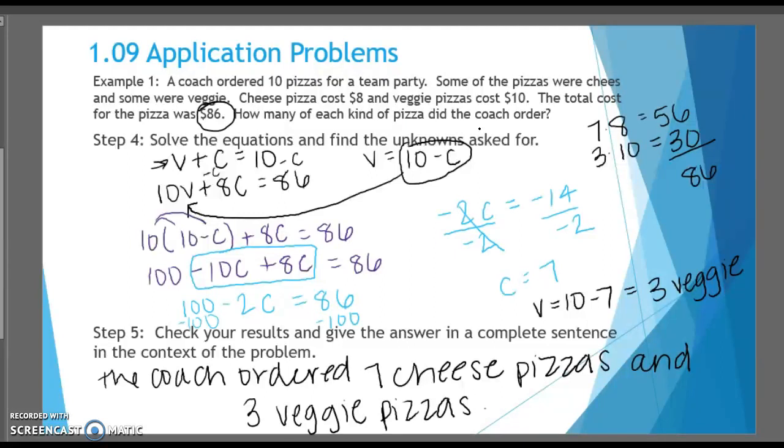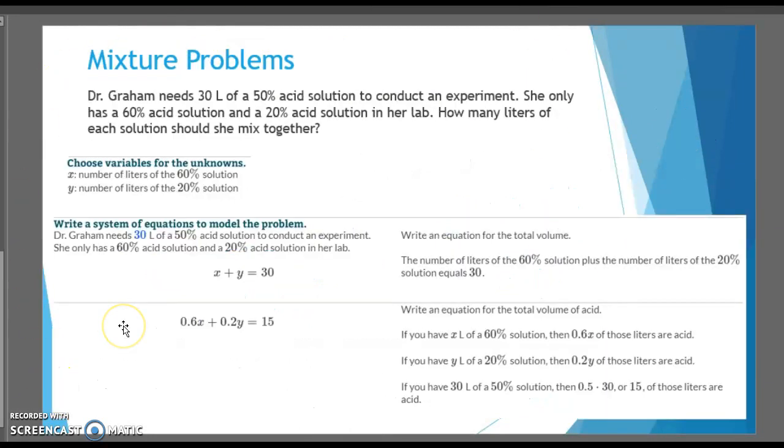Okay, so I think we have time for maybe a really short problem after this. Let me go find one really quick. Okay, so I found this problem, so here's our problem that we're going to do. Dr. Graham needs 30 liters of a 50% acid solution to conduct an experiment. She only has a 60% acid solution and a 20% acid solution in her lab. How many liters of each solution should she mix together?